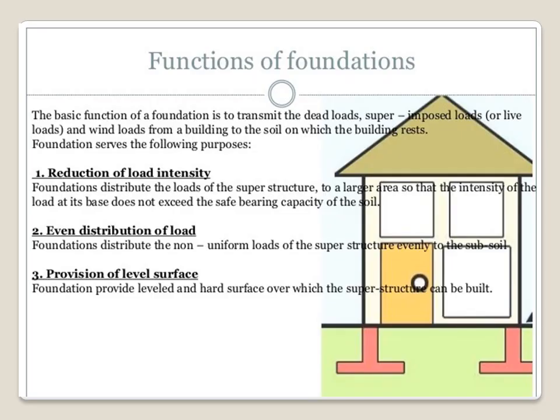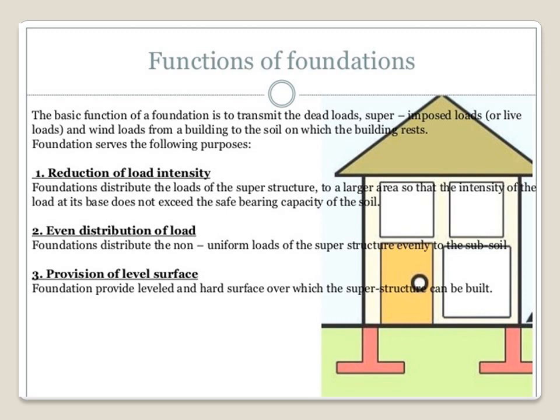Moving on to the functions of foundation, these are the three major functions of foundation: to transmit the dead load and superimposed loads and also wind load from a building to the soil on which the building rests. So the main loads are dead load and live load, wind load, snow load, water load, etc. The foundation functions are to transmit this load to the underlying soil very safely. So the first function is the reduction of load intensity. To distribute the loads of the superstructure over a large area so that the intensity of the load at its base does not exceed the safe bearing capacity.